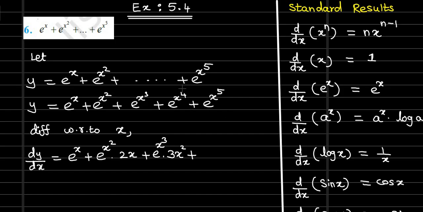Next, the fourth term, e power x power 4. Its differentiation is also e power x power 4, because the differentiation of e power x is e power x. Now the x power 4 differentiation we need to write in the product form, so 4x cube. The power we bring as a coefficient, then reduce 1 from the power. Next we have to differentiate e power x power 5. So e power x power 5 itself, then the x power 5 differentiation, 5x power 4. Okay, so that's all, the differentiation is done.